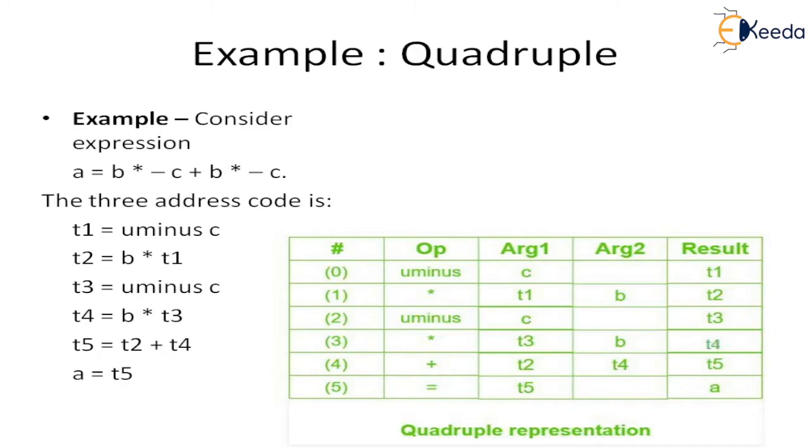So the first one is T1 is equal to unary minus C. It is represented as: the operator is unary minus, argument 1 is equal to C and the result is T1. Similarly T2, T3, T4, T5 and A are stored. Just refer to the table. This table represents the quadruple representation.